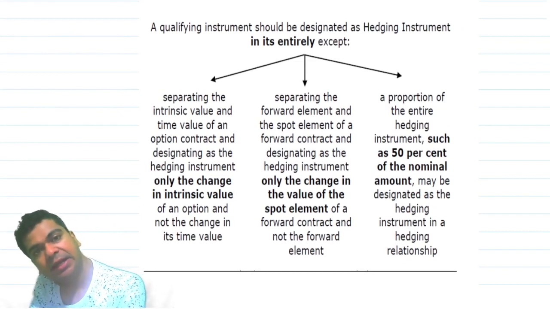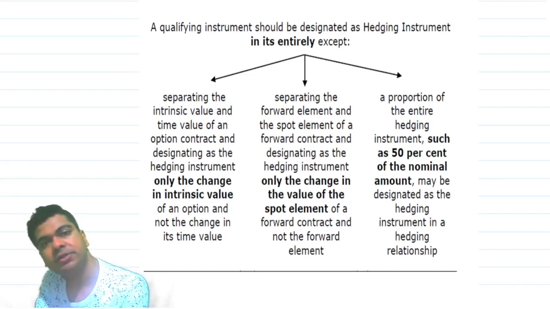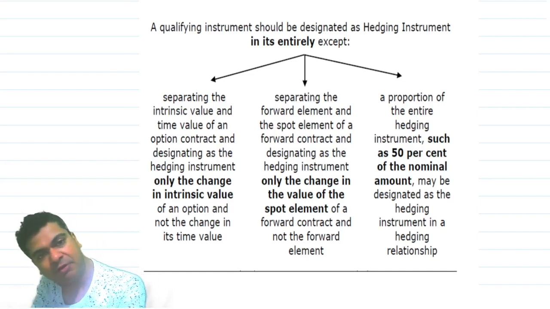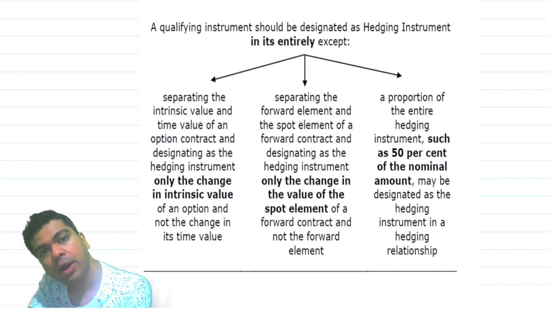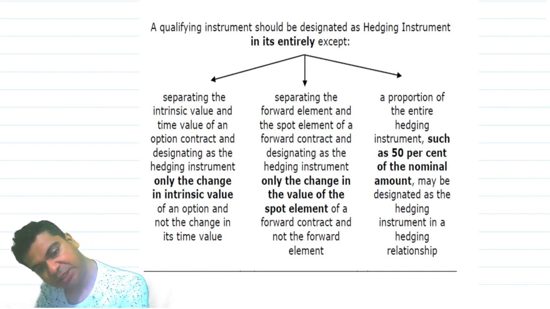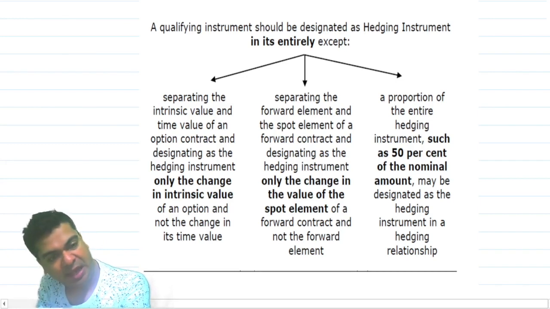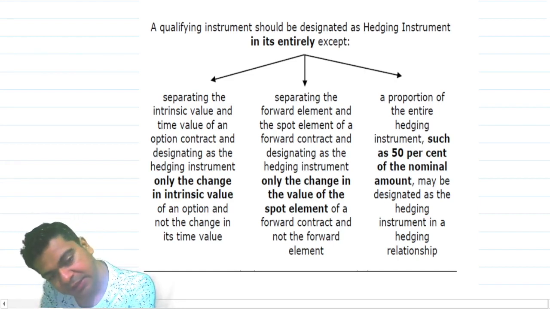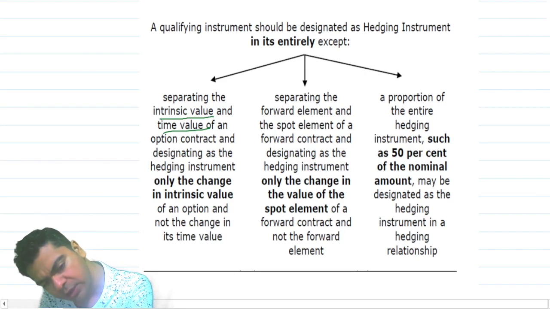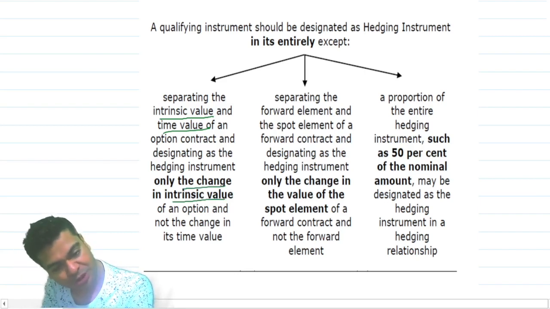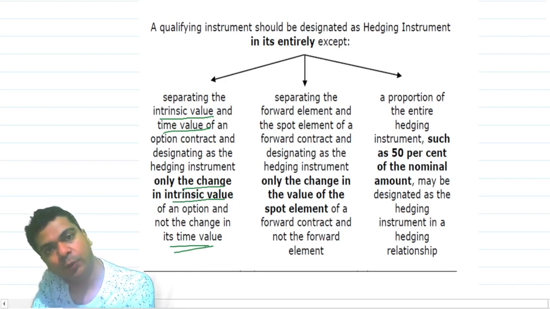Just as we were discussing earlier, a hedged item will be designated as a hedged item either entirely or certain components. The same will happen even for a hedging instrument. Either the entire hedging instrument will be designated as a hedging instrument, or a component of it can be designated as a hedging instrument. So let us see this. They are saying a qualifying instrument should be designated as hedging instrument in its entirety except, okay, they say separating the intrinsic value and time value of an options contract and designating as the hedging instrument only the change in the intrinsic value of an option and not the change in the time value.